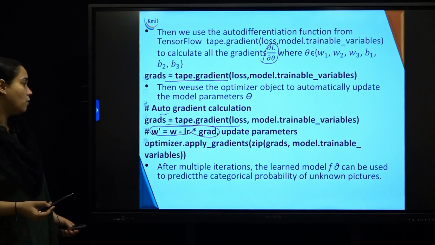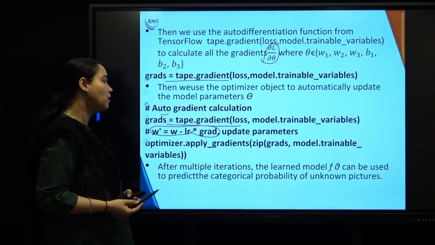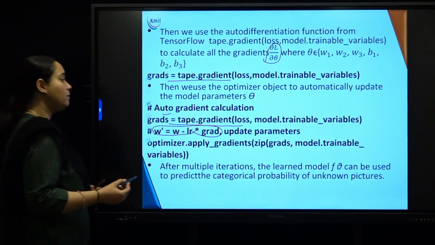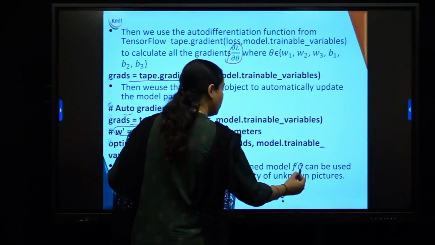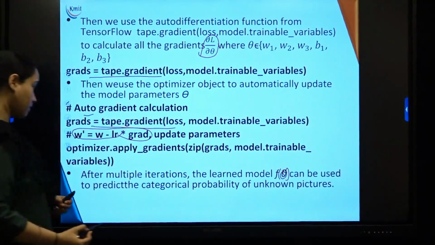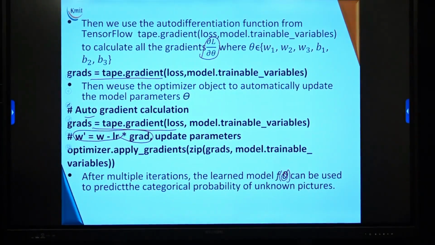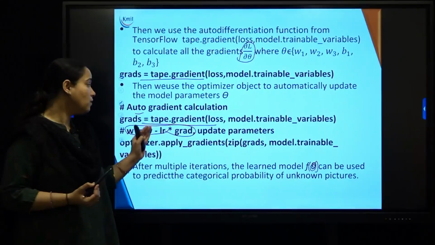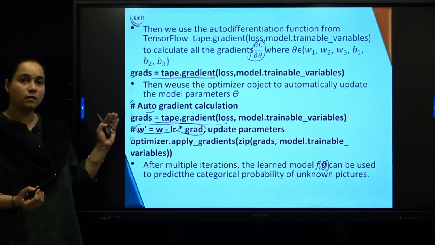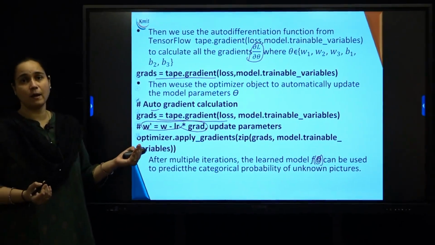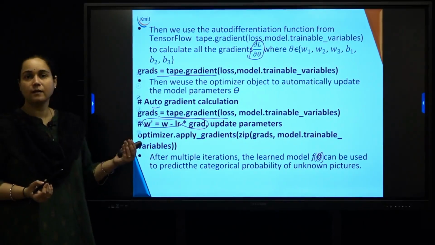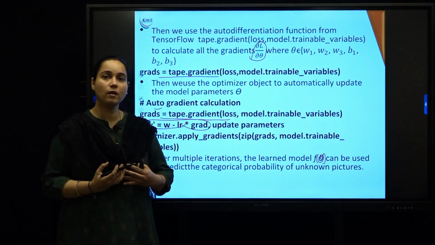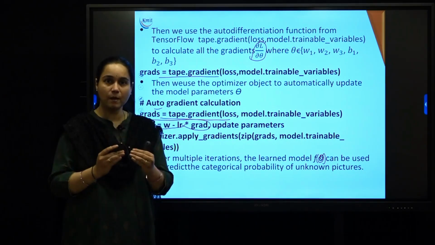model over here. So after the multiple iterations, your learned model should be f of theta, okay. Your learned model f of theta can be used to predict the categorical probability of unknown pictures. So once you have calculated your gradient values and you have updated your parameters as per gradient descent algorithm, why do you want to update? Because you want to have a best fit model. What is best fit model? The model that will give you the minimum loss.